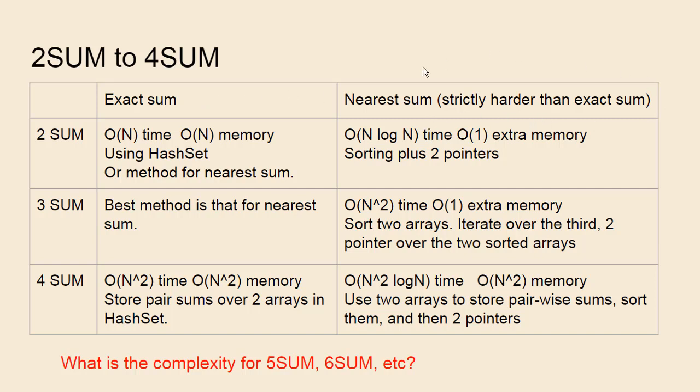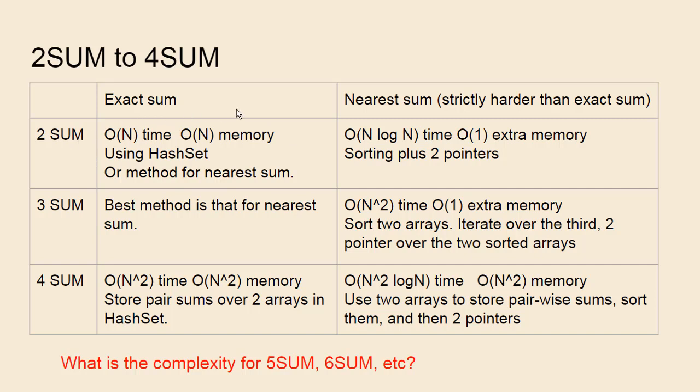And then the other version is the nearest sum. So we are given a target, but it may be that there are no instances that will sum up to this target. We want to find things that are closest. So this is harder than exact sum. And let's look at the complexity of the best algorithm that we know at this point.